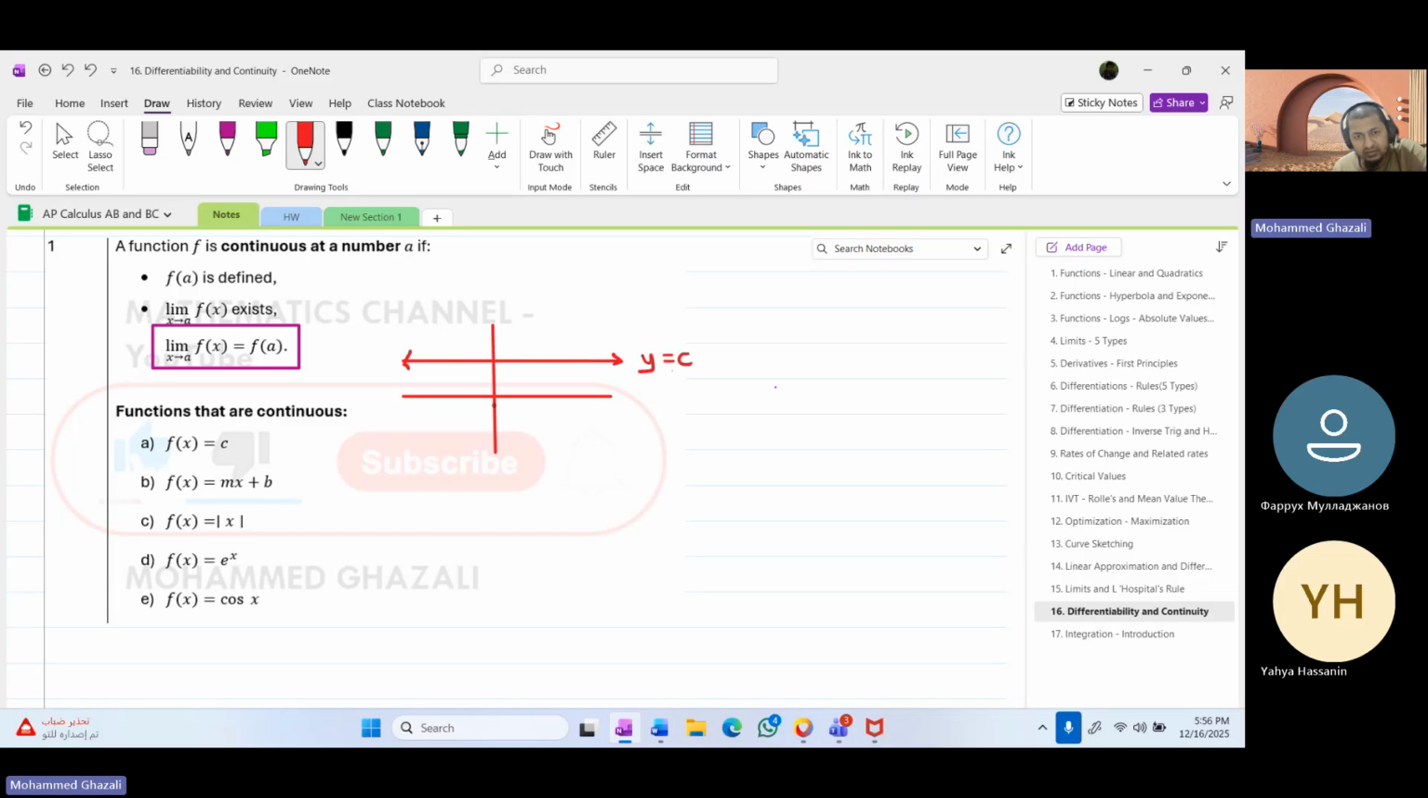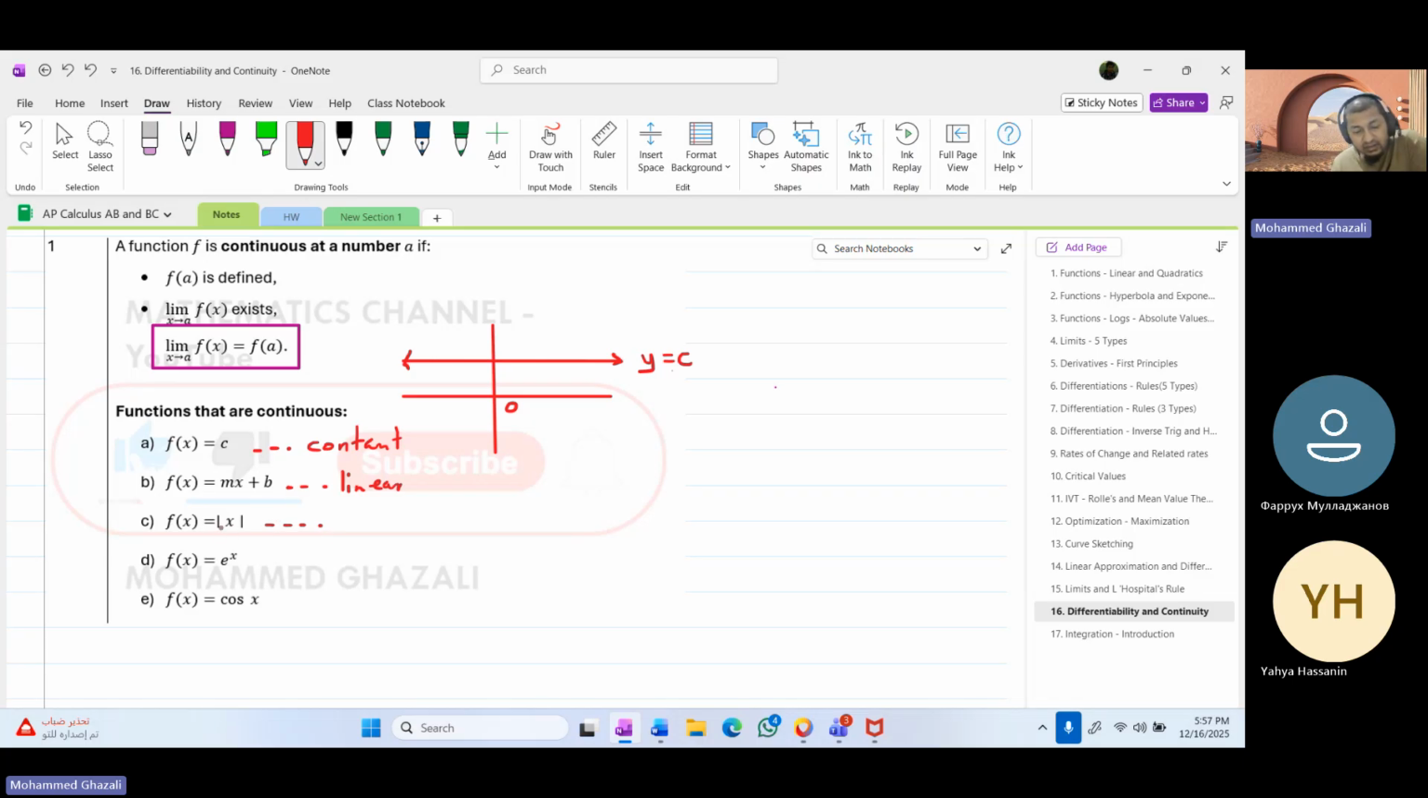y is equal to c. Right? It doesn't have to be positive. If c was negative, it will be negative. mx plus b is a linear function. So a constant function is all continuous. There are no broken points. A linear function is all continuous. There are no broken points. The absolute value function is also continuous. Right? This is the absolute value function, because what's the domain? As long as the domain is x an element of real numbers, it will always be continuous everywhere.